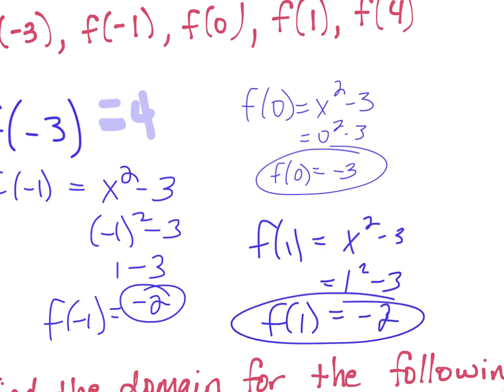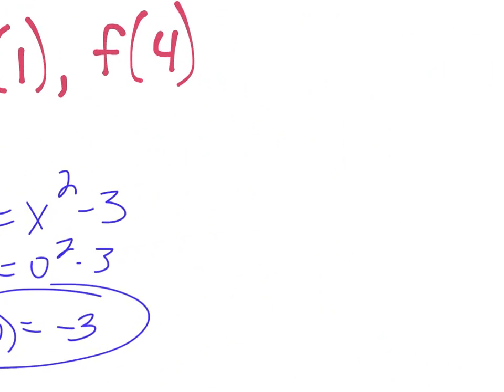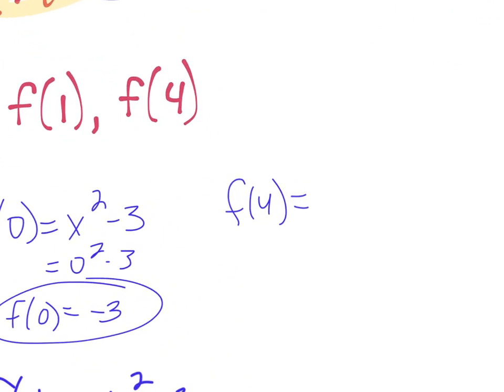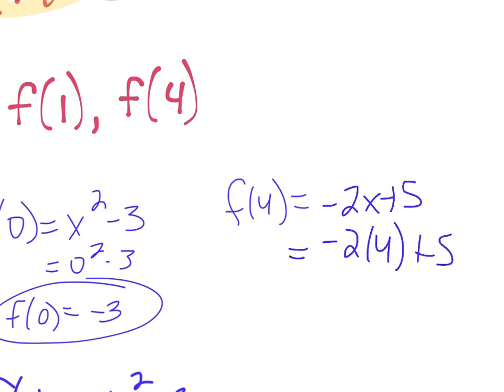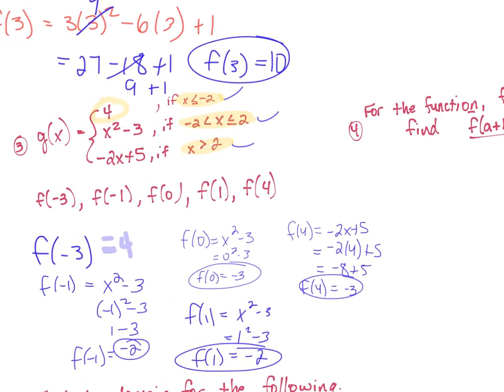Okay. And 4. Where does 4 fall? The last one. So f of 4, we're going to plug into negative 2x plus 5. So negative 2 times 4 plus 5. What's negative 2 times 4? Negative 8. Negative 8 plus 5. So when I plug in 4, what do I get out? Negative 3. Does anybody have any questions on evaluating the piecewise?